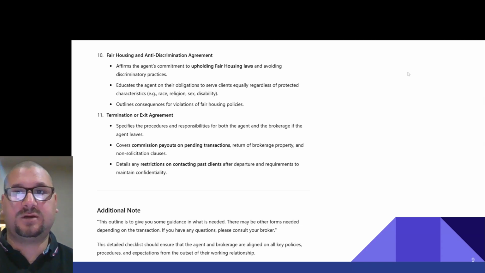So this is just an outline, right? It just gives you some guidance in what is needed. There may be other forms needed depending on the transaction. If you have any questions, please consult your broker. The detailed checklist should ensure that the agent and brokerage are aligned on all key policies, procedures, and expectations from the outset of their working relationship.